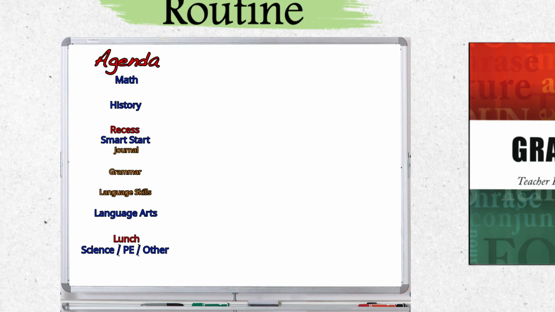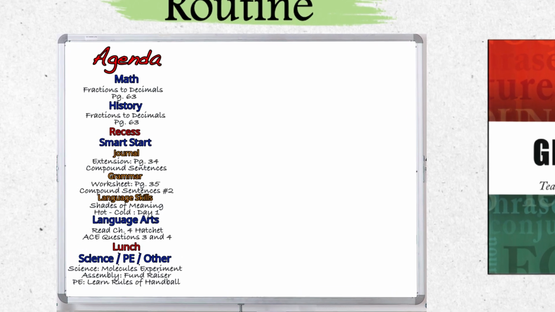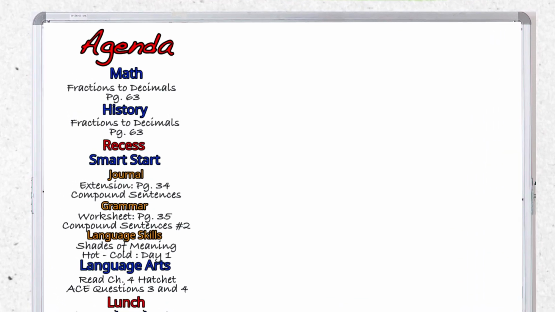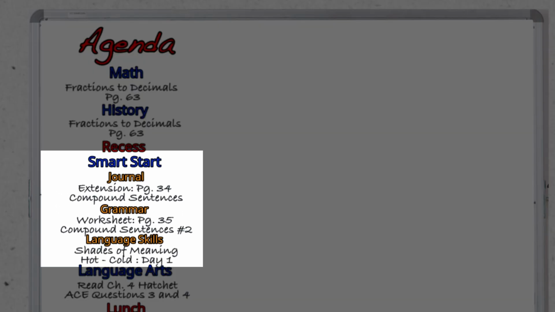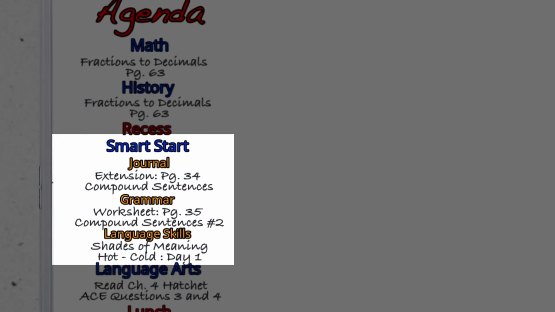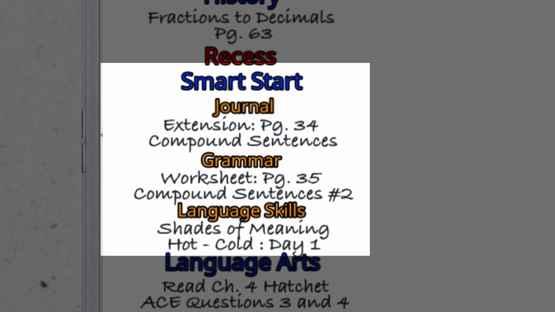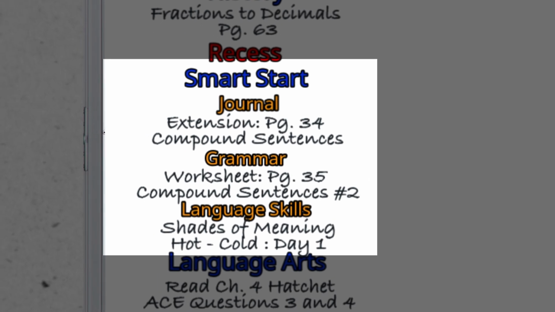So here's how it works. I keep a daily agenda on the board in the front of the room, and the students just know to look up at the agenda. What they're looking for is Smart Start. And under Smart Start, they'll see the activities that we do. Under it, I'll have a heading. It says journal, and then it says grammar, and then it says language skills.